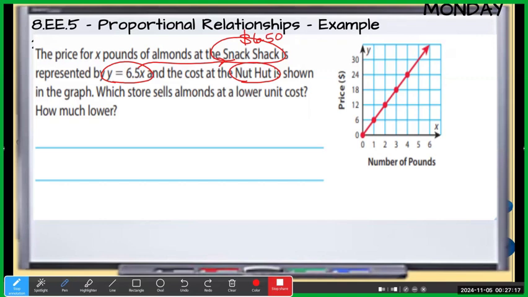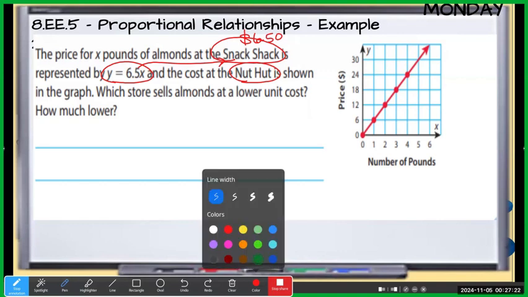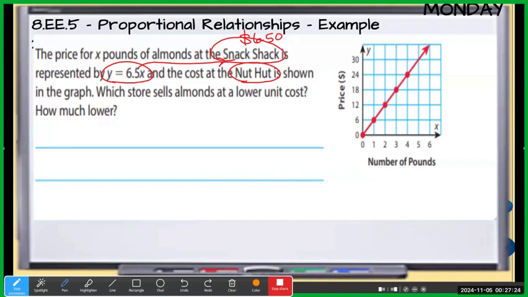The Nut Hut, what information did they provide us? They gave us a graph. So that means I have to know how to read a graph to get our slope. Now it's proportional, so it's going through the origin. What can I do to find that slope? Give me a point, Stephen. You can do 2 by 2. So the point would be (2, 12).